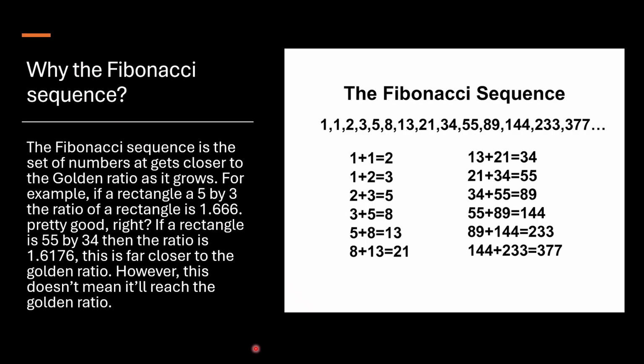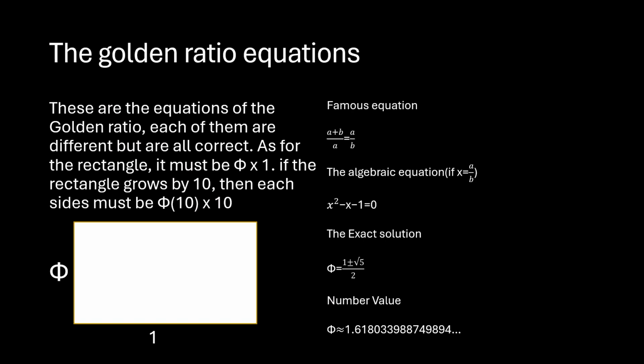In this image right here, we have the Fibonacci sequence expanded. It gives us a better understanding of the Fibonacci sequence. The golden ratio equations. These are the equations of the golden ratio. Each of them is different, but all correct. As for this rectangle, it must be phi by 1.